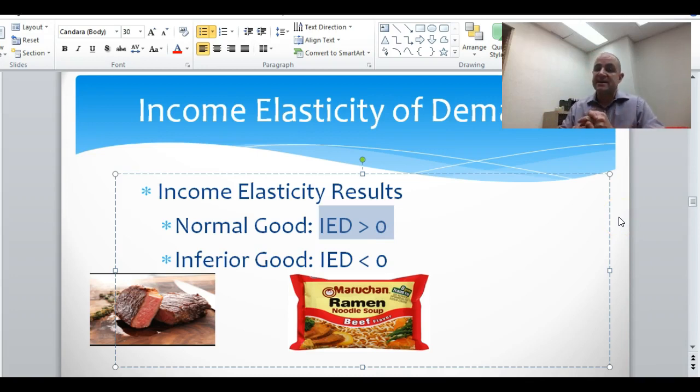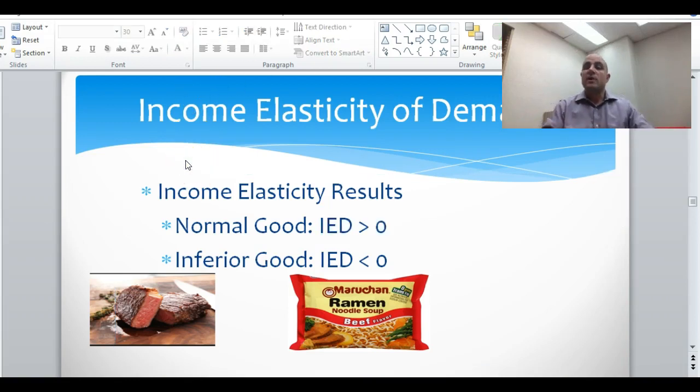That means that as income goes up, quantity demanded goes up. As income goes down, quantity demanded goes down. So basically, income and quantity demanded go together. It's called a normal good. Basically, the more money you have, the more you buy of something. The less money you have, the less you buy. We talked a little bit about this with demand.